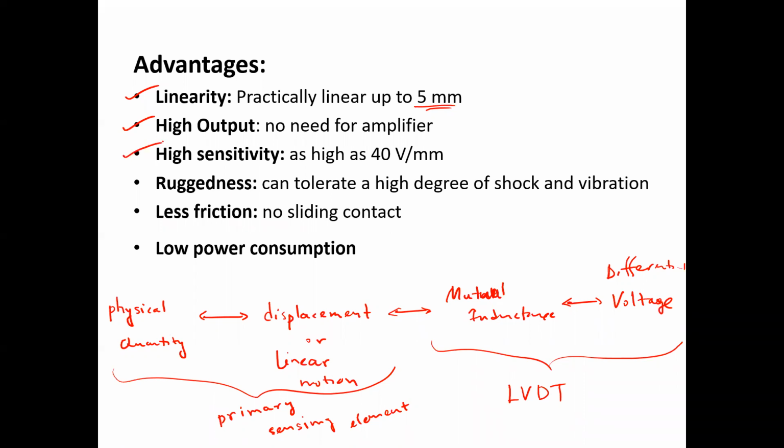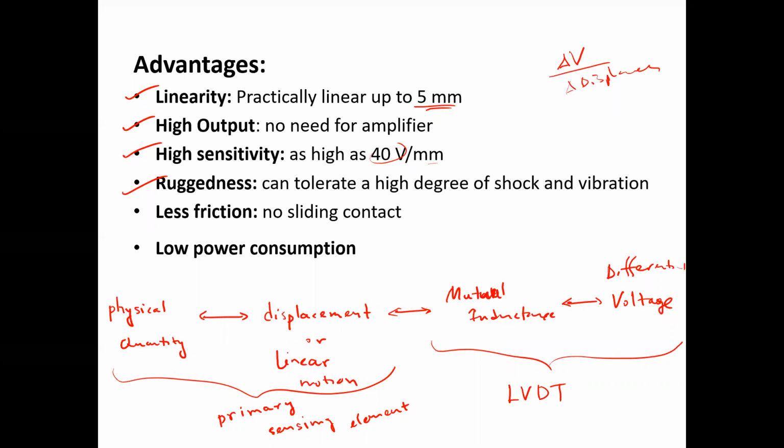Sensitivity is also high. Here the sensitivity is the change in voltage with respect to the change in displacement. A 40 volts per 1 millimeter change in the displacement of the iron core can be obtained. So this is a quite high sensitivity that can be obtained through LVDTs, and their construction is also rugged and robust, so they can tolerate a high degree of shock and vibration.